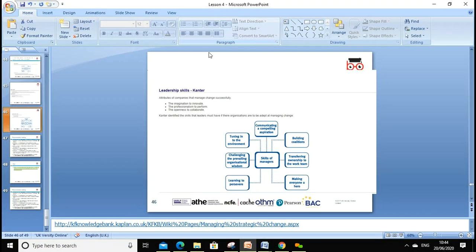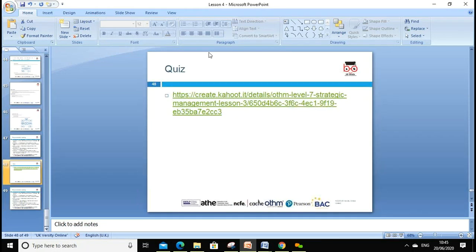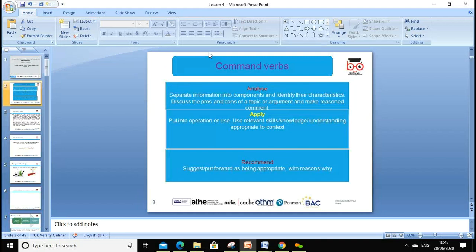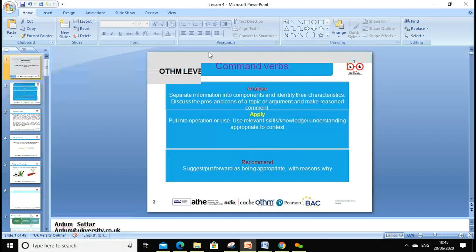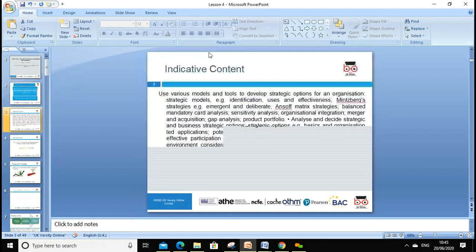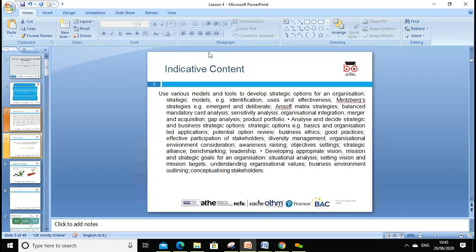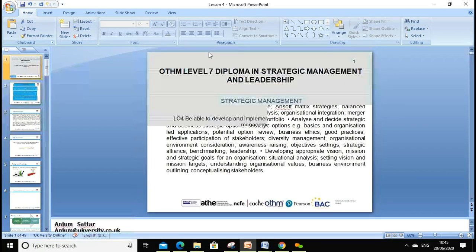So first we have the force field model. Second we discussed different models, and third we discussed the skills. And the link is there for further reading, which we really need to focus on. Any question? No. Okay, so we'll stop here. If you have any question, please just drop me an email.